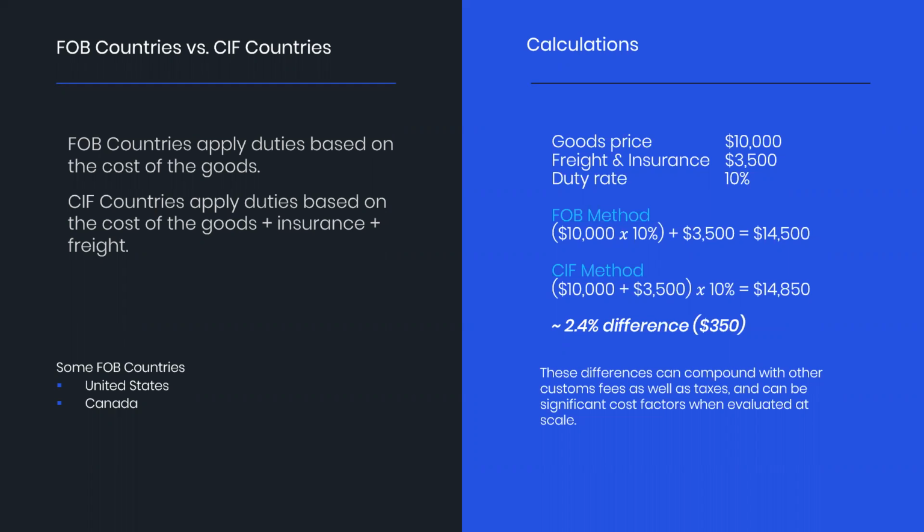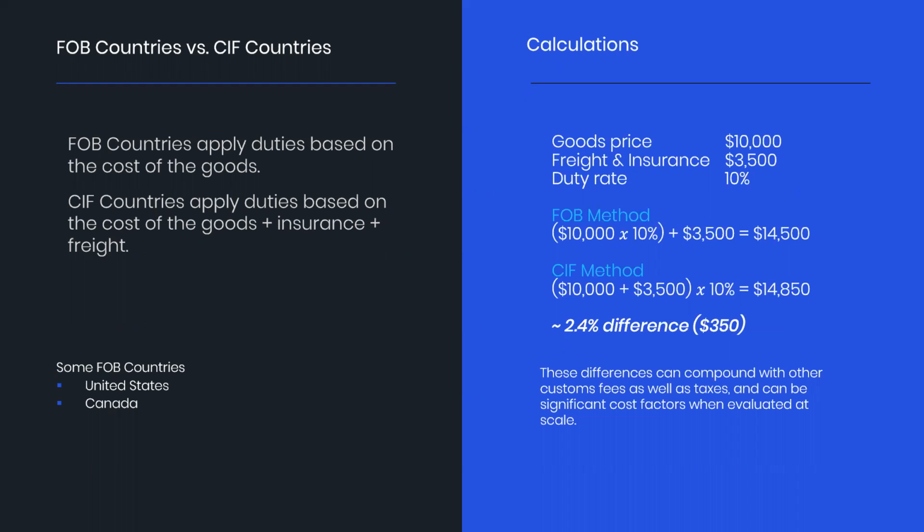US and Canada are the two biggest FOB countries. There are a handful of others, but most countries are CIF. And it's important to recognize that when selling your goods, because there's going to be a different calculation basis. There's a little contrast here on the right-hand side. We've got $10,000 worth of goods, $3,500 in freight and insurance, and a duty rate of 10%. Using the FOB method, that calculation comes out to $14,500. Using the CIF method, it's $14,850.